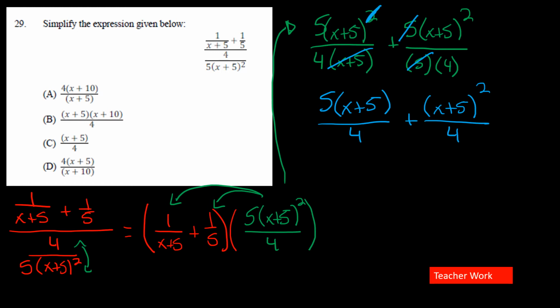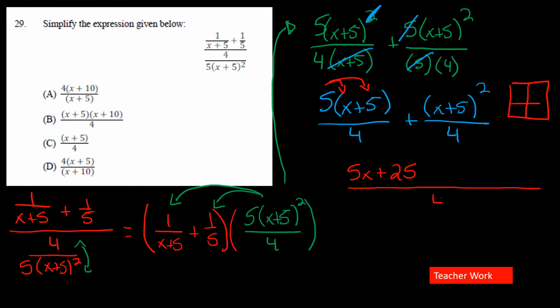So what we're going to want to start doing here is distributing this work in here. And we're going to want to box method this numerator out. Okay, so when we do that, we're going to get 5x plus 25. Okay, now both of these are over 4, so we can already start combining these. We're going to put everything over 4. When I box method this out here, I'm going to get a plus x squared, a plus 10x, and a plus 25. What we want to do here is start combining our like terms.